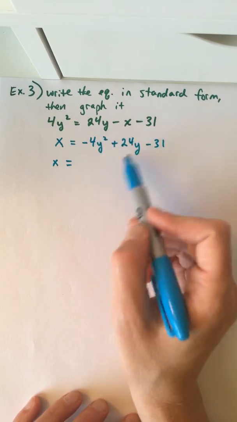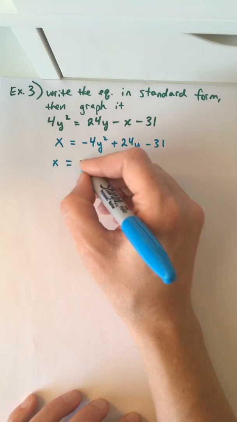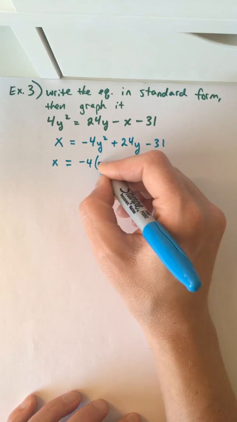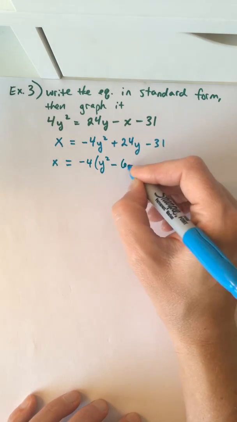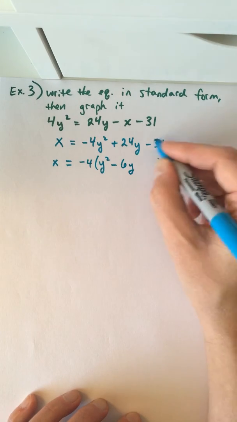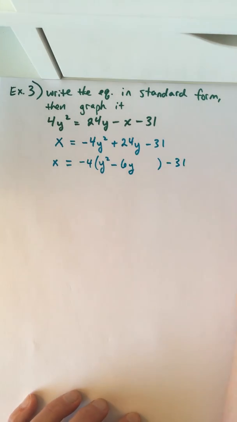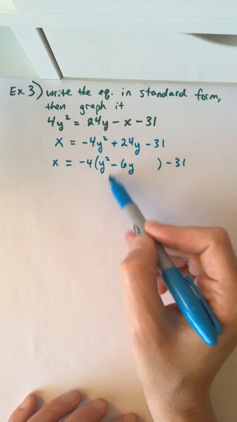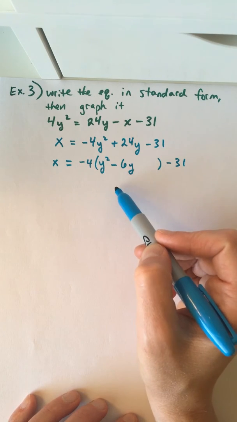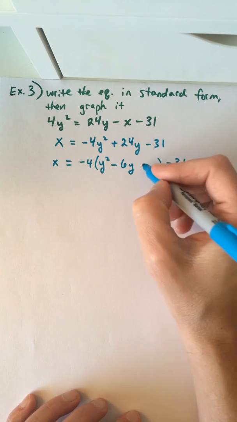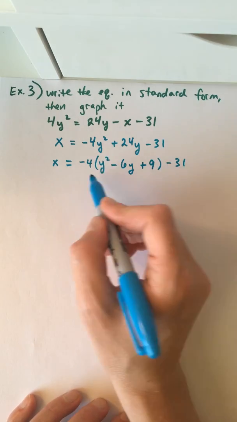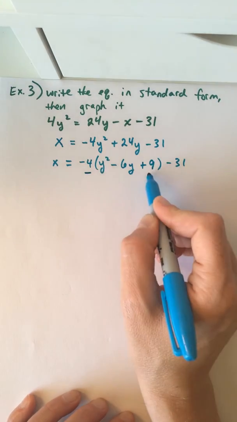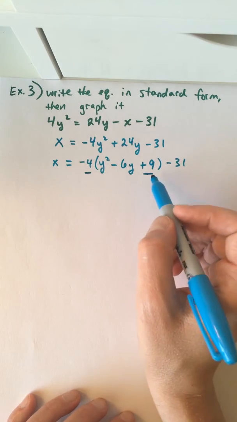Completing the square here, I'm only going to be working with the y's. I'm going to factor out the negative 4, which leaves us with y squared minus 6y. I'm going to leave a space and bring down the negative 31. Completing the square, take negative 6, cut it in half, and square it. And we get 9. Don't forget to balance the equation. This is negative 4 times 9, so negative 36.